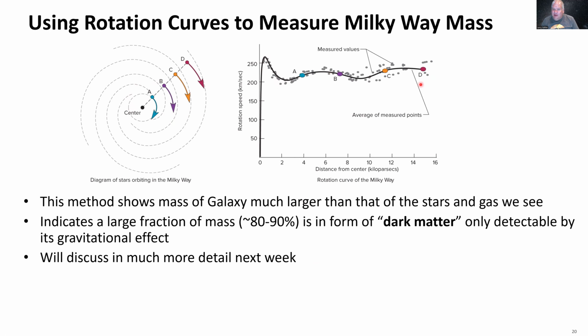We see it stays relatively flat, meaning there's a lot of mass still happening out here where we don't see so much light. And this tells us that a large fraction of the mass that's affecting the motion of the stars through gravity is some kind of matter that we cannot see, detectable only by its gravitational effect. Astronomers call it dark matter, and it seems to make up most of the matter in the galaxy. So it's very mysterious. People have spent decades looking for it, and we'll discuss this in more detail next week.